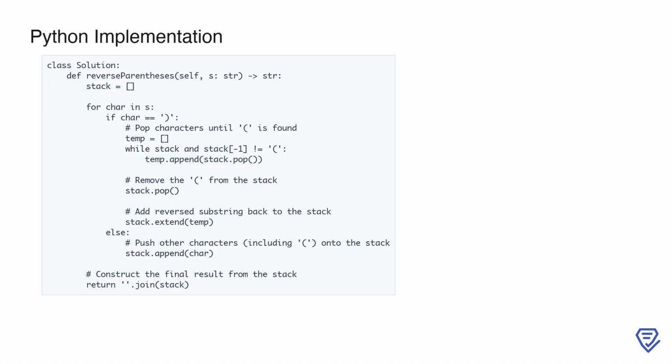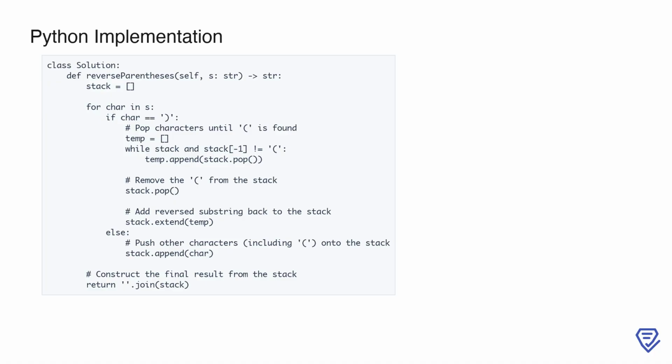The algorithm uses a stack to process the input string. The stack allows us to handle nested parentheses efficiently. As we iterate through the string, we push characters onto the stack. When we encounter a closing parenthesis, 1. We pop characters off the stack until we reach an opening parenthesis. This collects the substring to be reversed.